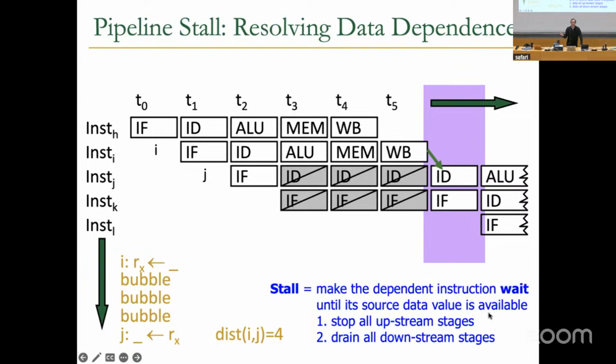So what does it mean to stall? You stop all upstream stages. Upstream means younger instructions. Younger instructions stop, and all of the older instructions get out of the pipeline, right? Until the instruction that is actually causing the stall gets out of the pipeline, then you stop stalling.